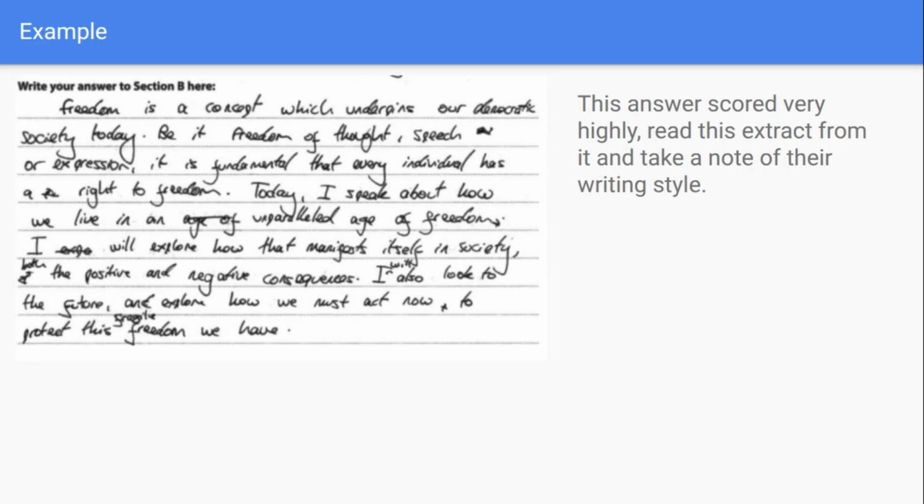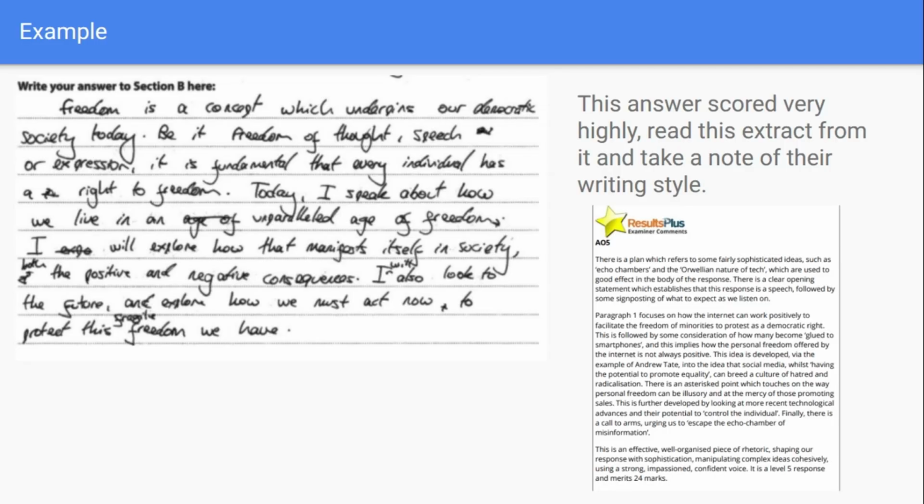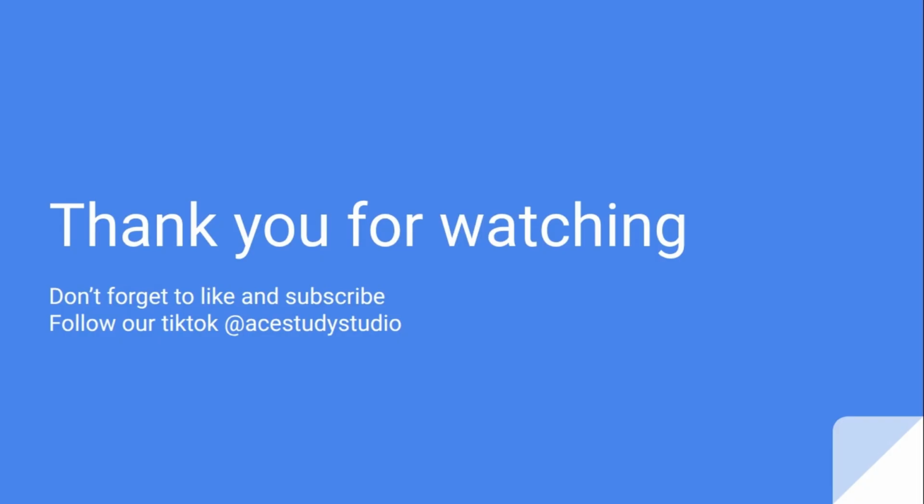Here is a paragraph from someone's answer. It's scored very highly, so have a look at their writing style and try to imitate it. There are the examiner's comments. I appreciate it's a little bit blurry, but again, you can find the whole list of examiner's comments on the website I mentioned.